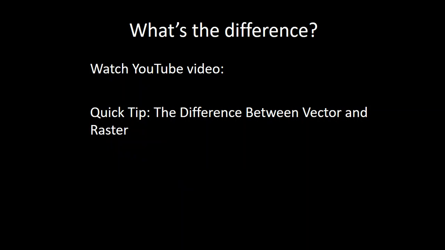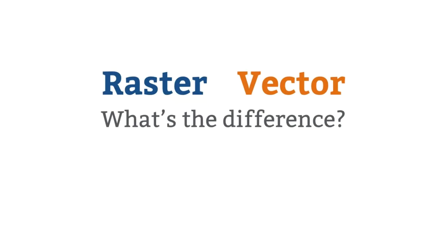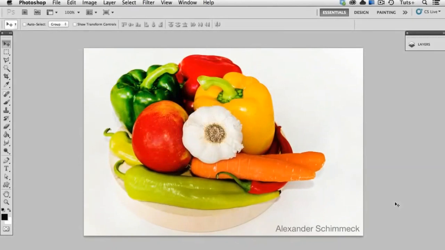Please, don't fall asleep in this video. Pay attention. So I hope this will clear some things up for users of all levels. So let's get started. A raster image is made up of square pixels arranged in a grid. All digital photographs, for example, are pixel-based raster images.